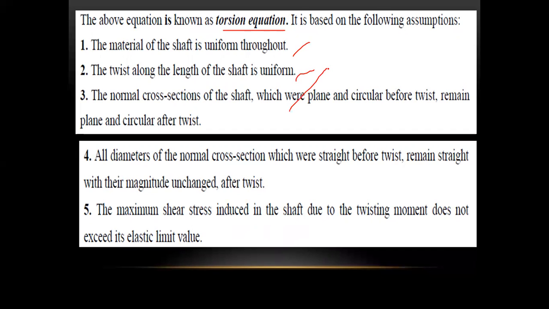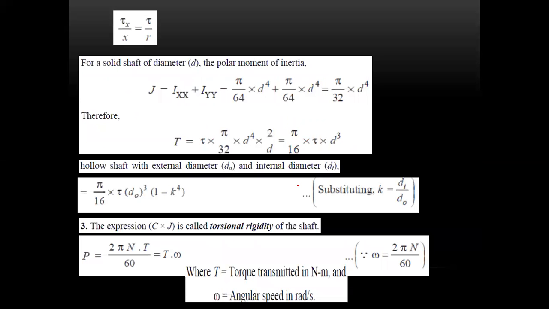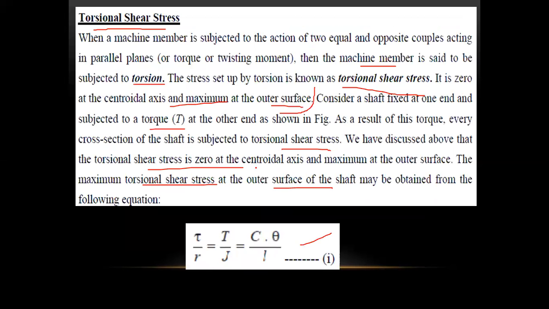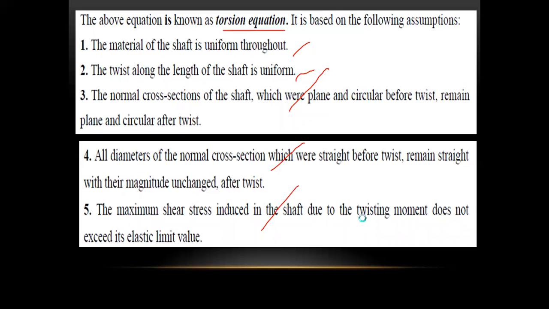The normal cross section of the shaft remains plane and circular after twist. All diameters of the normal cross section remain straight. The maximum shear stress induced by the twisting moment does not exceed the elastic value. These are the major things. Based upon all these things, this formula is known as the torsional equation.